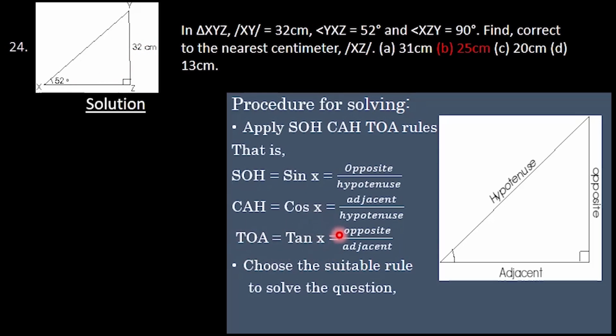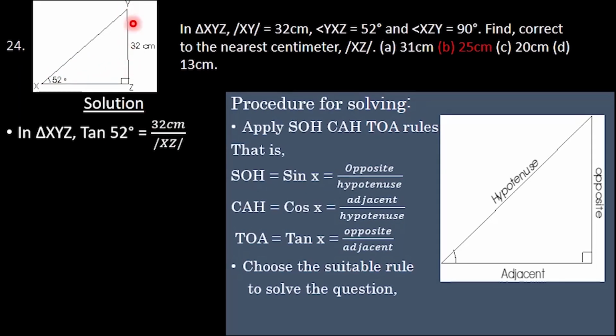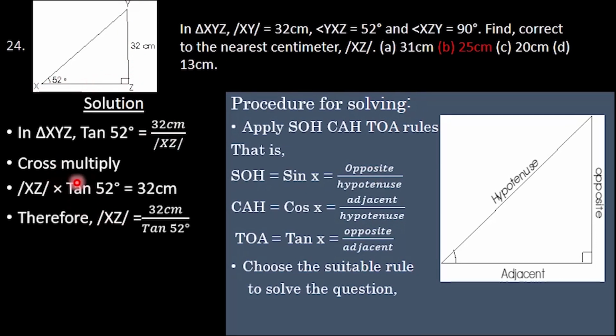Now let's check the solution. In triangle XYZ, tan x will represent tan 52 degree, that is the given angle, is equals to our opposite side here, 32 centimeter, over adjacent line XZ. Then let's cross multiply. Therefore divide both sides by tan 52 degree. Line XZ now is equals to 32 over tan 52 degree. Now 32 divided by 1.28, we have 25.